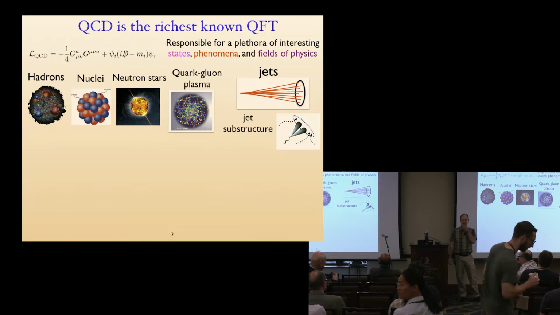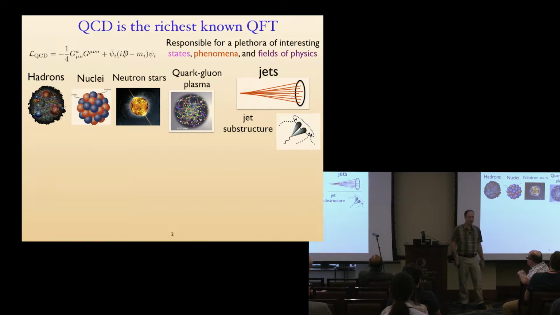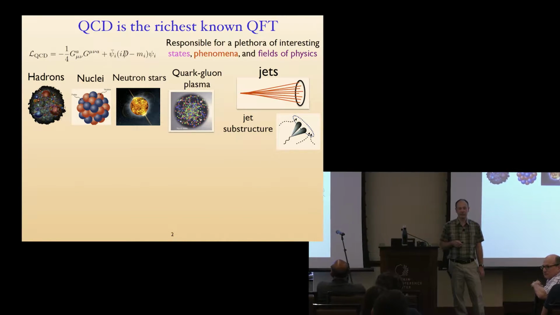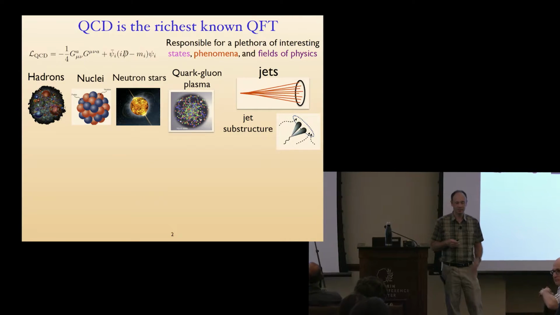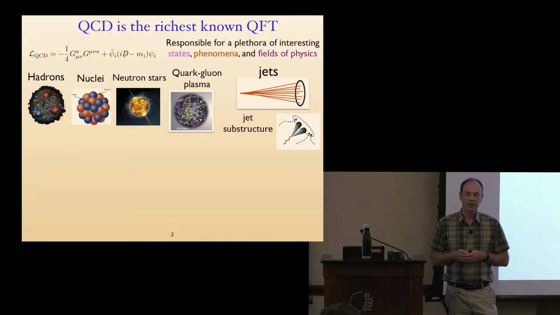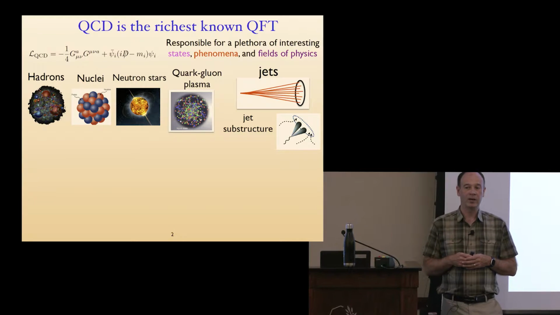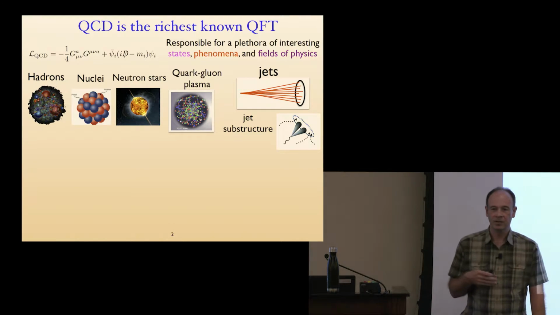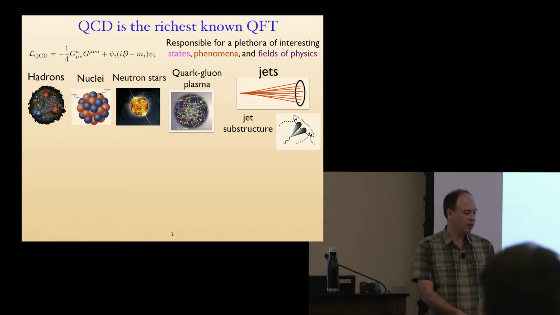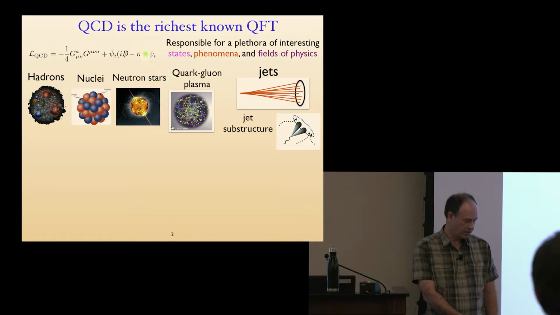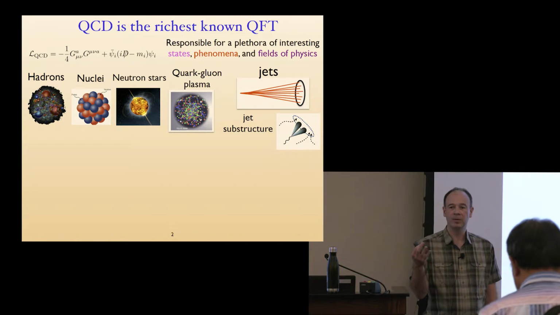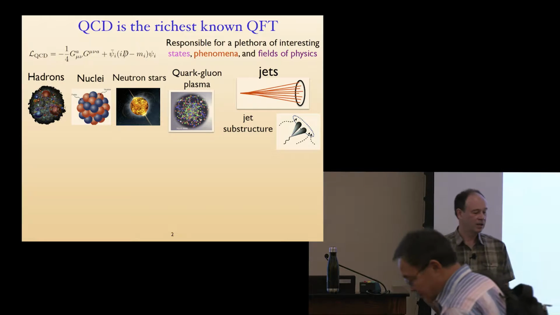Let me just start off with a slide that's related to what people have said many times, but I'll say it in my own way. And that is that QCD, in some sense, is the richest known quantum field theory that we have. Okay? It has the richest number of phenomena, and I'll give you some indication of that on this slide. It's really responsible for a plethora of what I call interesting states of matter, interesting phenomena, as well as interesting fields of physics. We've all seen examples of hadrons, nuclei, neutron stars, quark gluon plasma. These topics have come up in other talks, as well as jets.